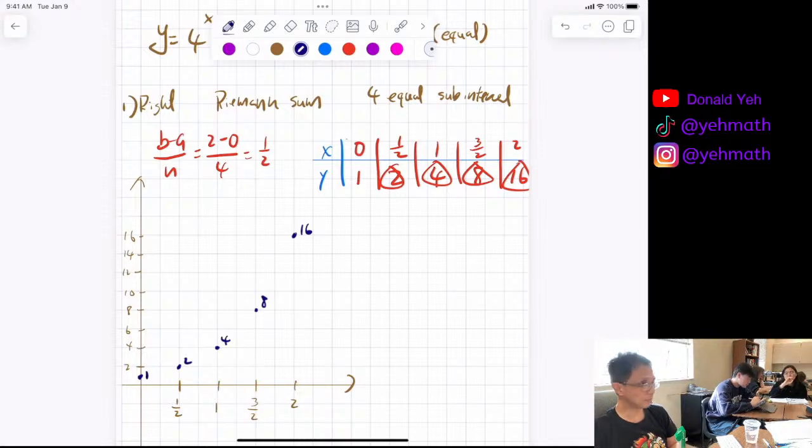Are you following me? Min, did you kind of zone out? No, I'm here. Okay. So I'm going to approximate this. What do you think? Is that an over or under approximation?